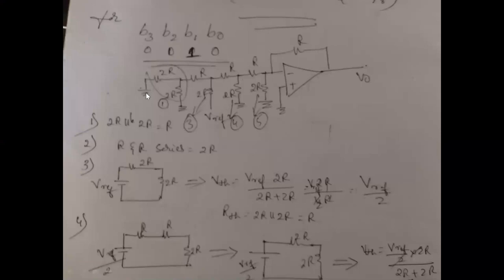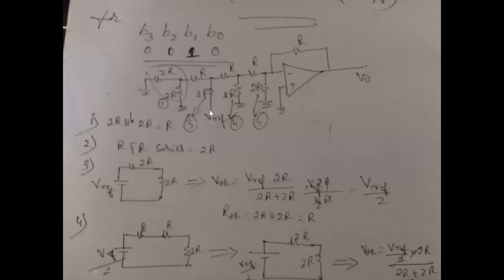Now we will get into the analysis part. These two are in parallel, so you obtain R, and this R is in series with this one. In that case, you will get 2R. Since this input is high, it is connected to the reference voltage. So we are connecting this to voltage. In that case, what will happen?